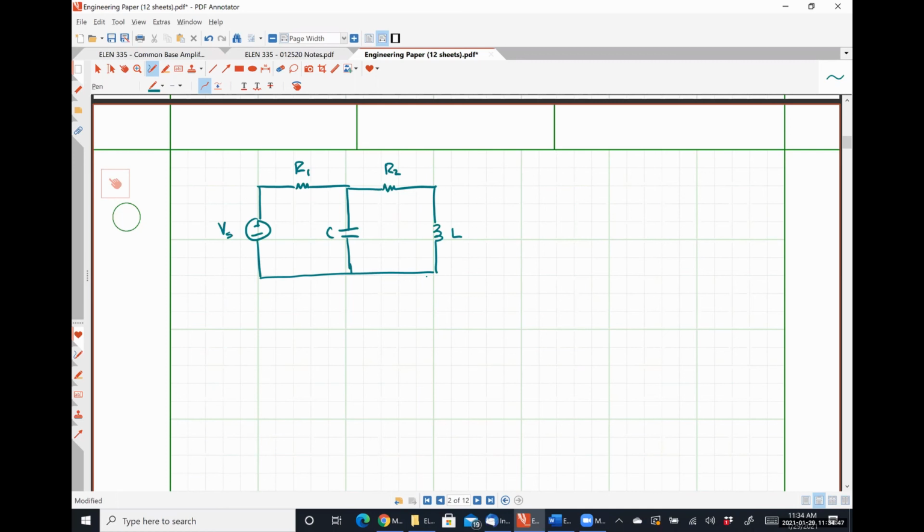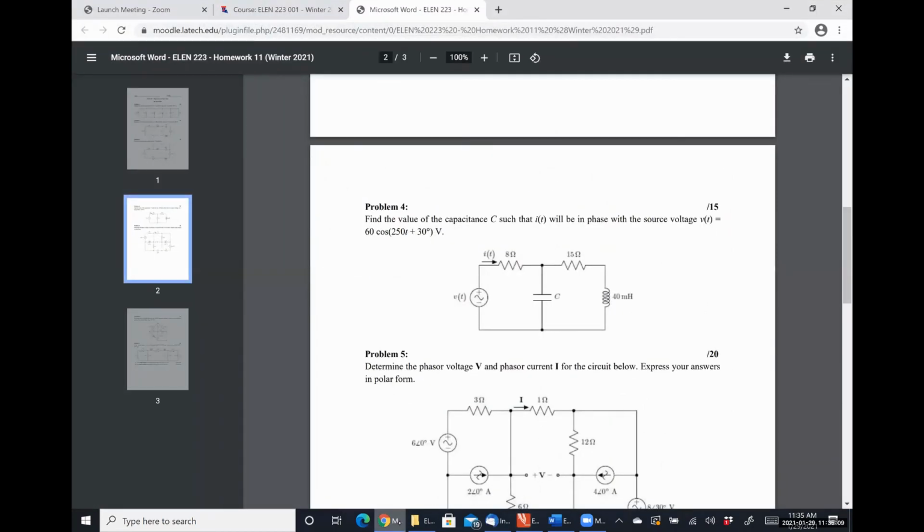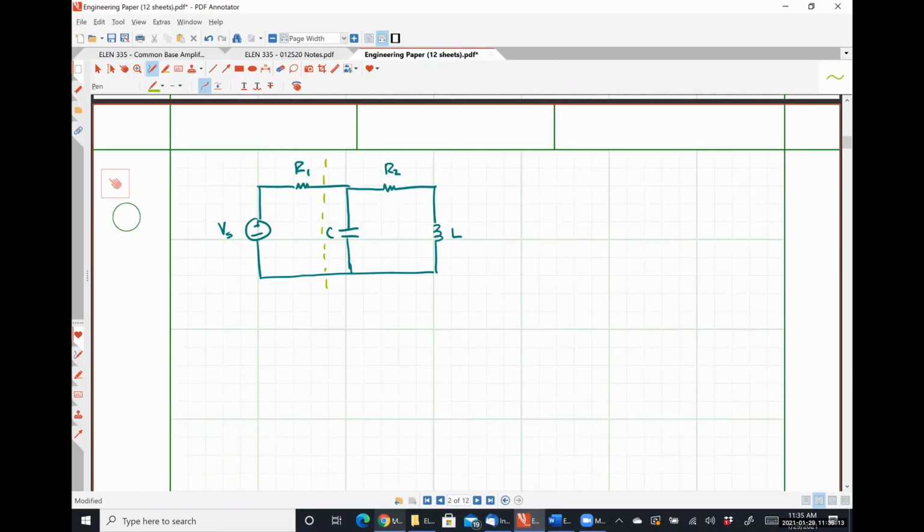So really what we're looking at here is how can we make everything to the right of this dashed line look purely like a resistance. Because if it looks purely like a resistance, then our voltage V of t and our current I of t will be perfectly in phase, right?